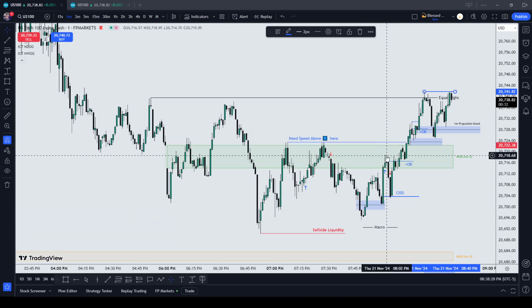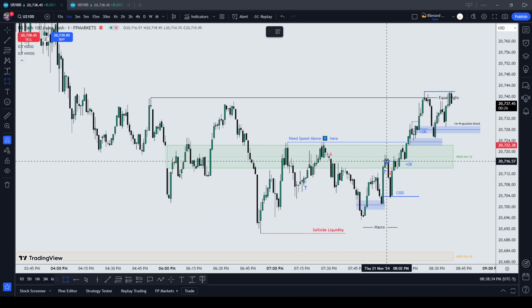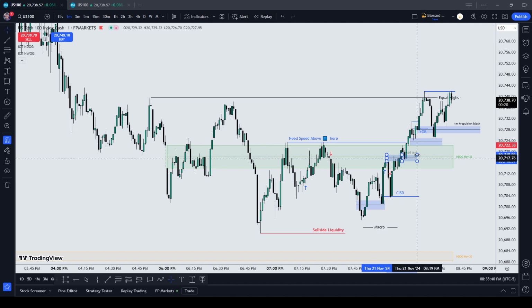There are too many annotations on my chart at this moment. I feel like removing every one of them. Okay, you know what, I'm going to remove this one here and use this.